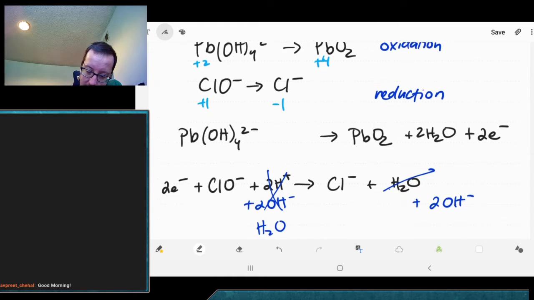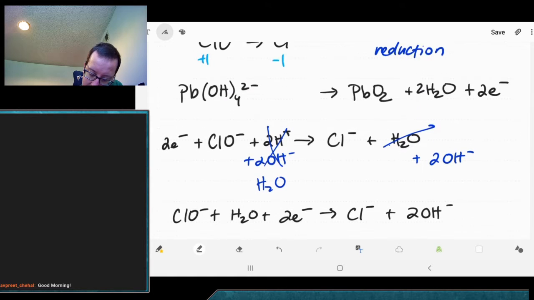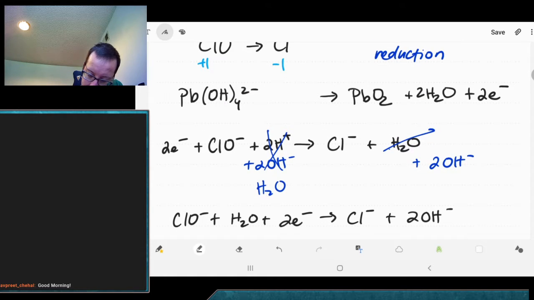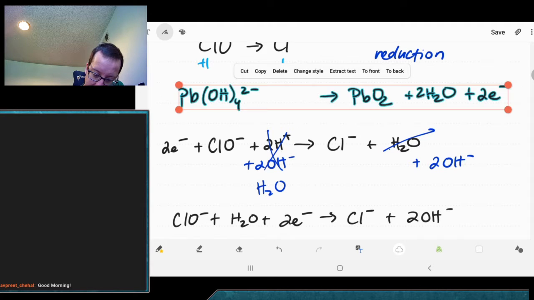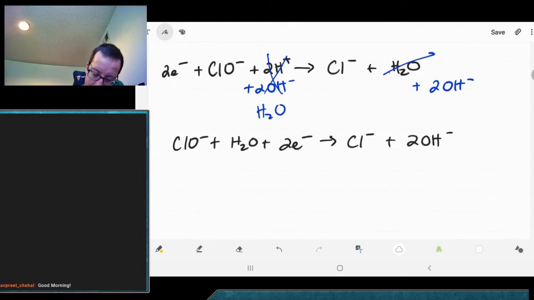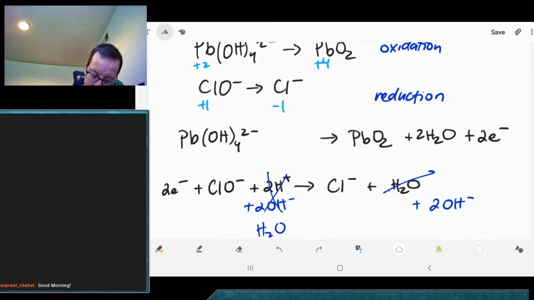Alright, so now we can go ahead and combine the two. So let's take our previous reaction. Here it is. They both have 2 electrons going on.